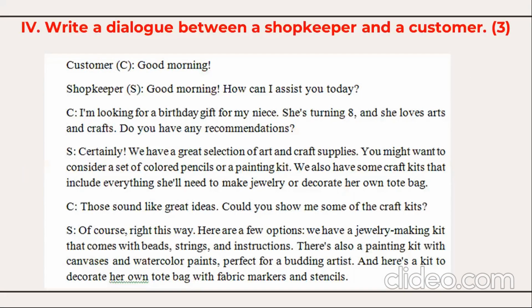Now, the next question is very interesting. Write a dialogue between a shopkeeper and a customer. I won't read the dialogue. You can go through the dialogues on the screen here. When you are writing the dialogue, you need to give a caption, who is the customer and who is the shopkeeper. It's for 3 marks, so obviously at least 6 to 8 dialogues in a pair should be there.